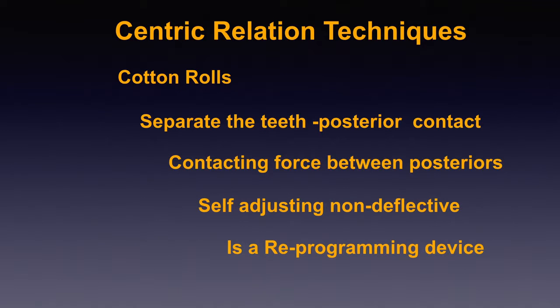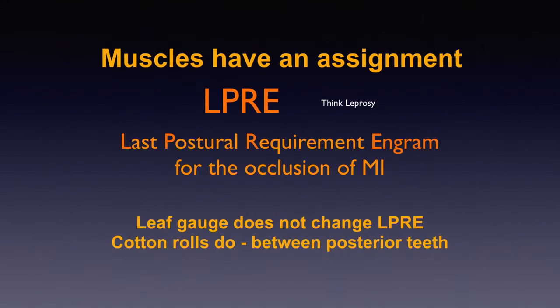Reprogramming appears to occur much more rapidly than deprogramming. Another way to understand this difference is to think in terms of LPRE, the last postural requirement engram for the occlusion. The leaf gauge does not immediately change this because it's between the anterior teeth. The cotton rolls do because they provide a new data set from the posterior teeth.